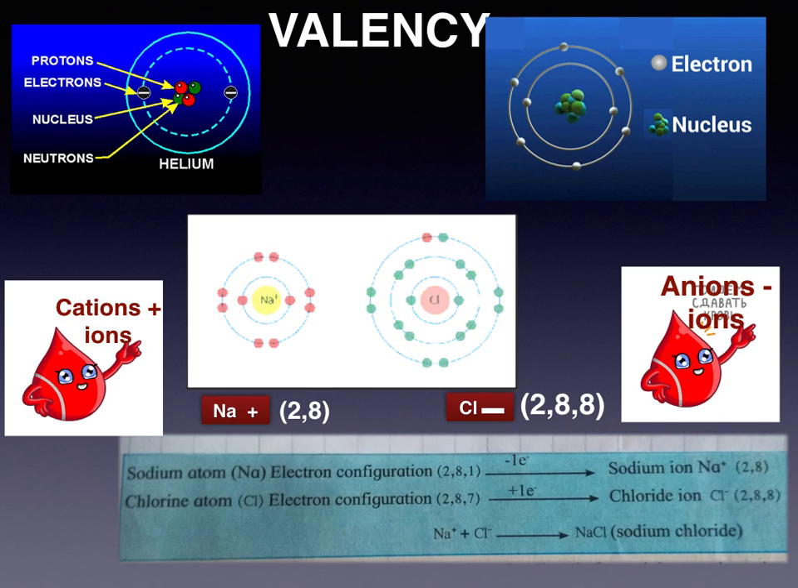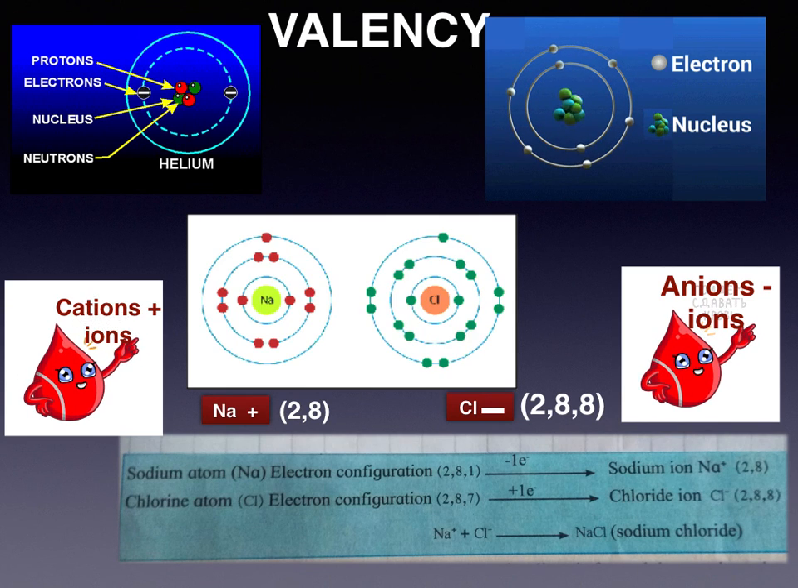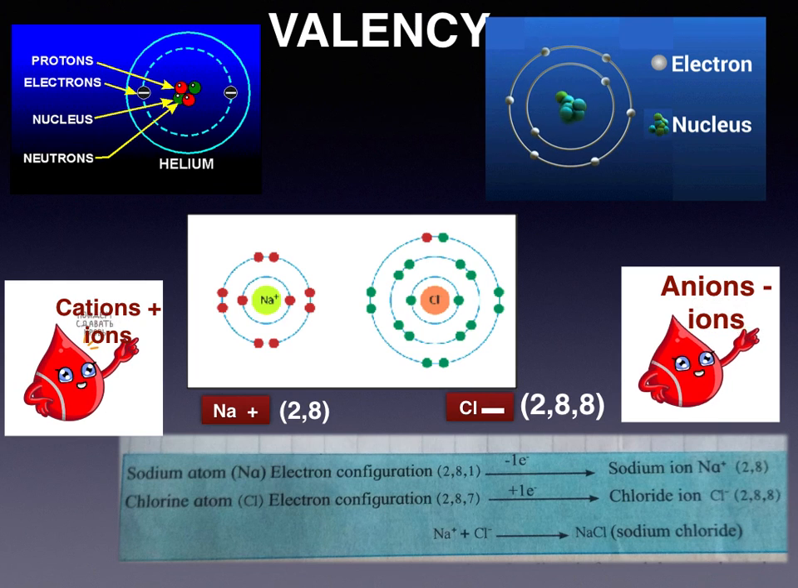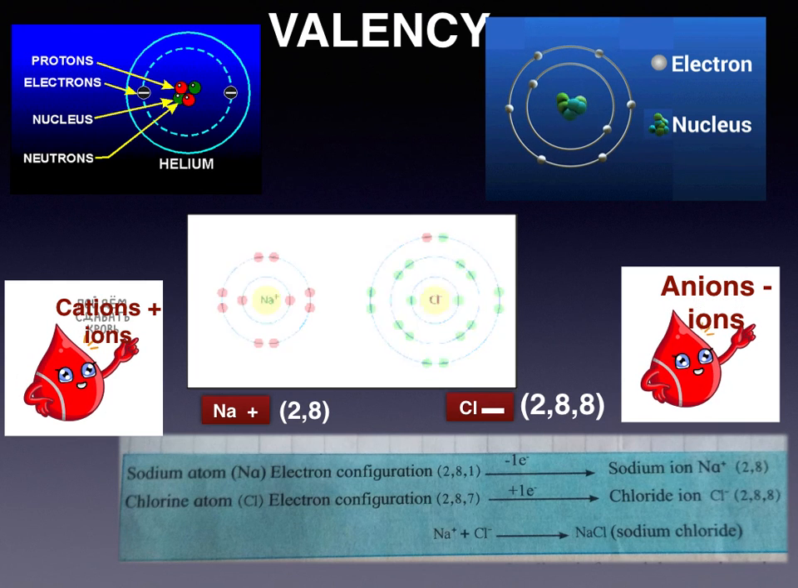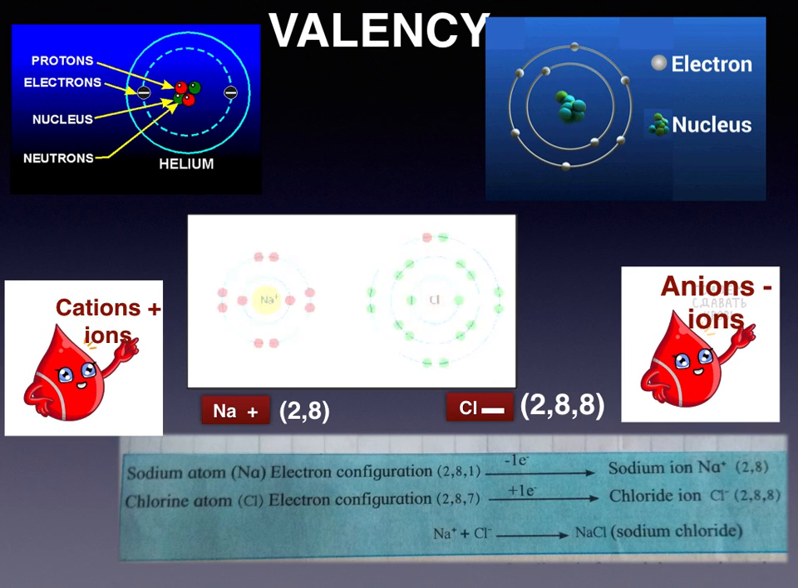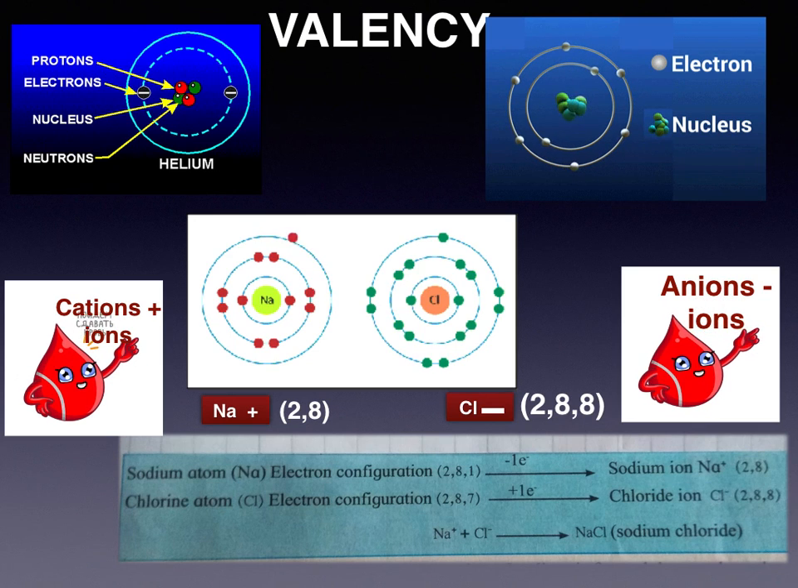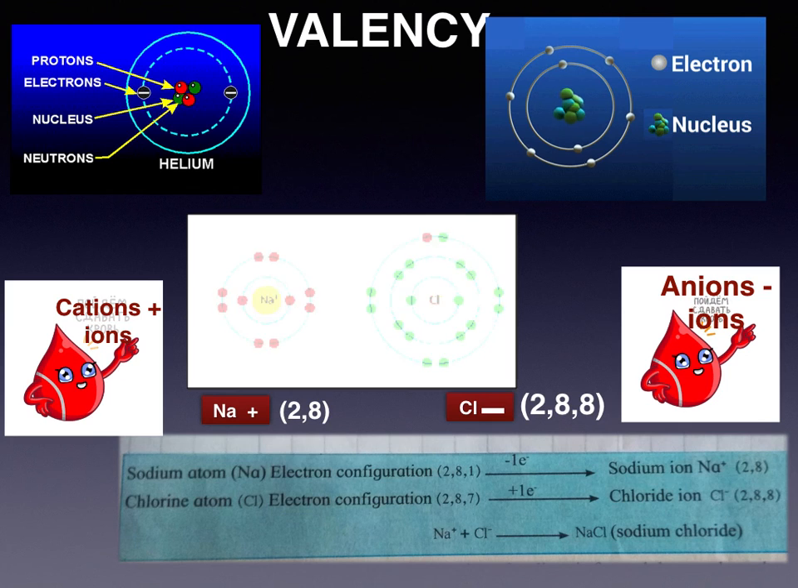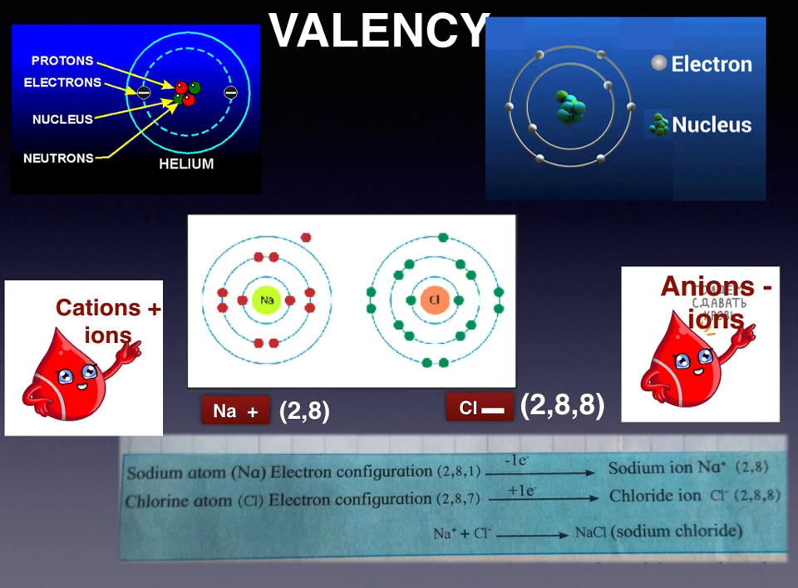Now the valency of an element is indicated by a specific number. It is the number of chemical bonds formed by one atom of that element with other atoms. In the 20th century, the relationship of the valency of an element with its electronic configuration was recognized. Now we shall take the example of sodium chloride.